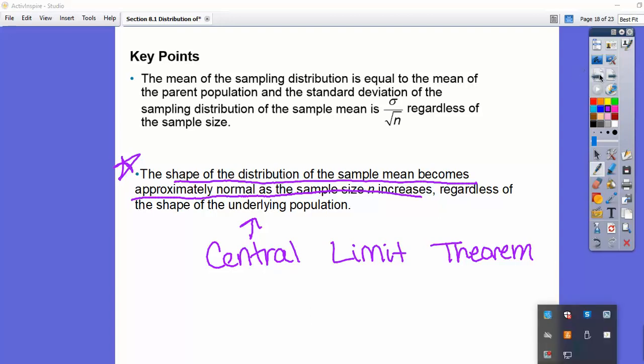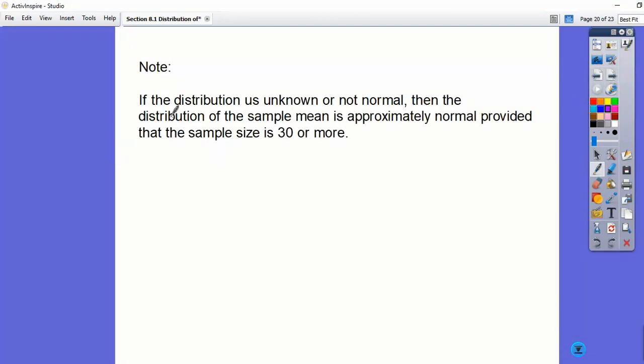The big thing you need to know, regardless of if the original is normal or not, we will assume the sample mean is approximately normal if the sample is 30 or more. So if it's less than 30, you would have to know that it was normal to be able to use your normal table. If my n is 30 or larger, I can use the normal table whether or not I told you that the original was normal. You want to write down that magic number 30 because it's going to come up. You're going to see that on tests and quizzes. You have to know if it's not normal, you need a sample of at least 30 to assume it is normal.